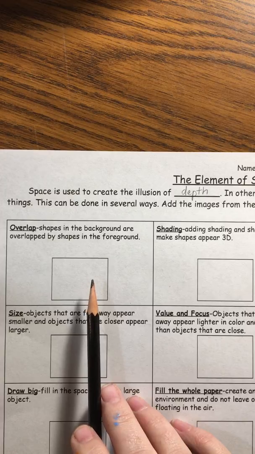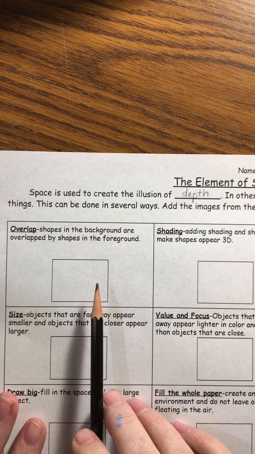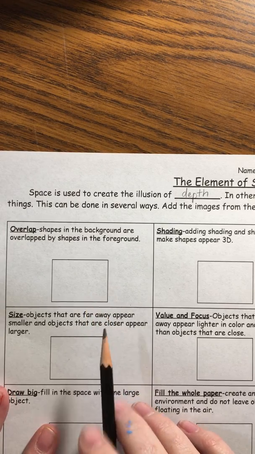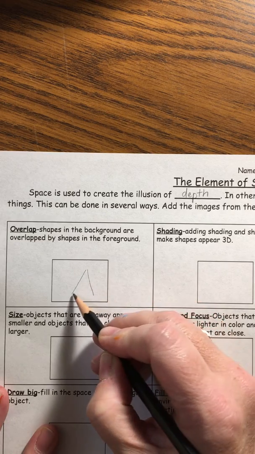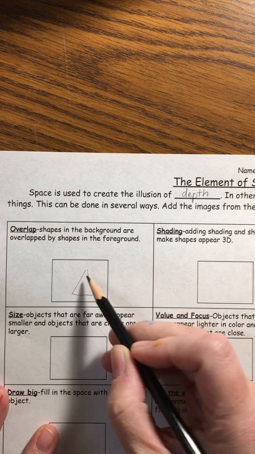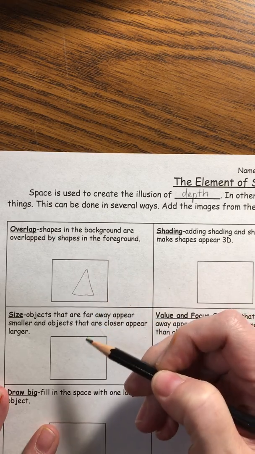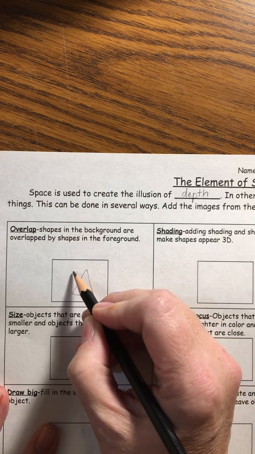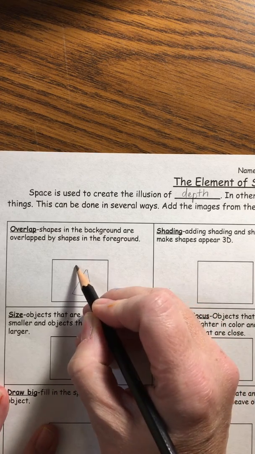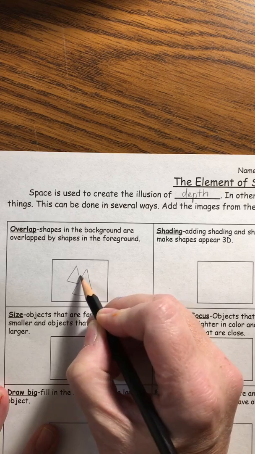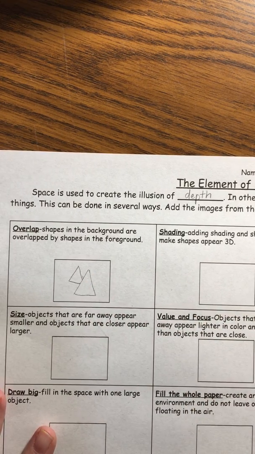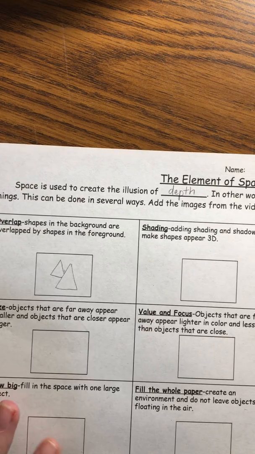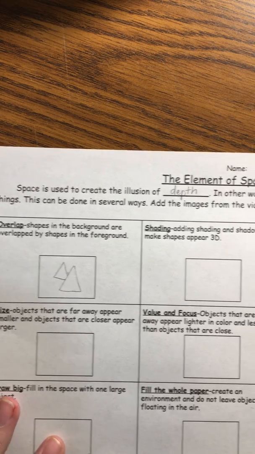Shapes in the background are overlapped by shapes in the foreground. So we're going to just use some basic shapes. I'm going to use triangles mostly. So this triangle is in the foreground or close to the front. And I'm going to draw one overlapping in the back. And now it looks like they're behind, one is behind the other. Okay, that's one way to show depth.